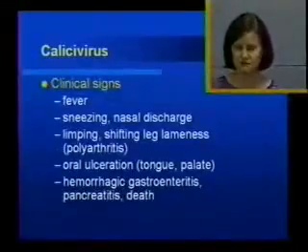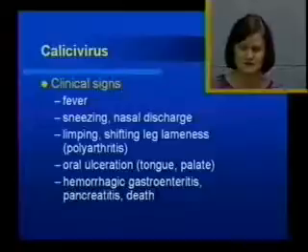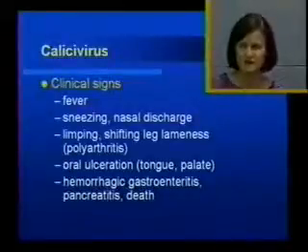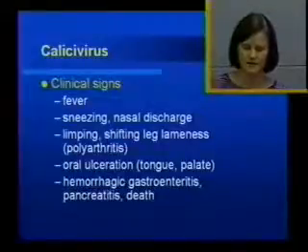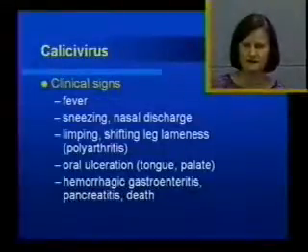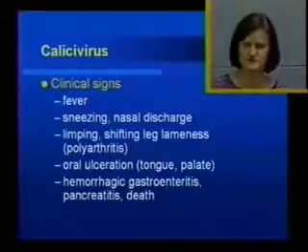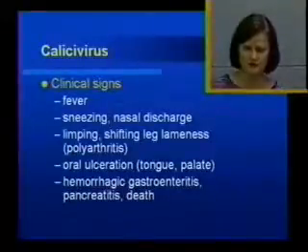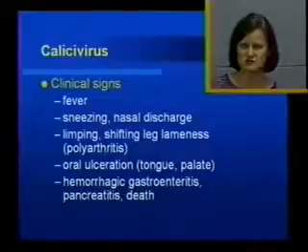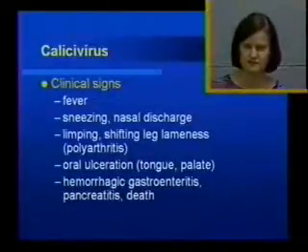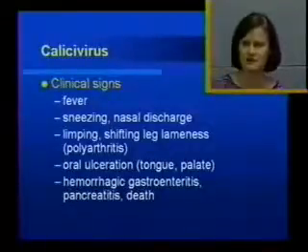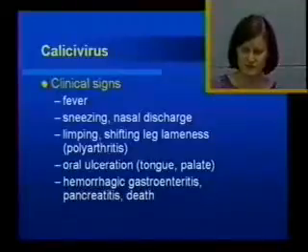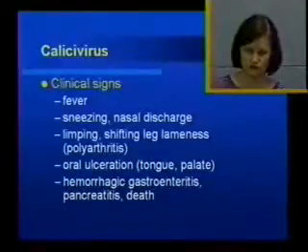Clinical signs are very similar to those of herpes virus. There's a fever, sneezing, nasal discharge. Calicivirus also causes a very unique limping arthritis of kittens. There's a shifting febrile polyarthritis that occurs after either vaccination or natural infection. And this is self-limiting. It's very severe, but it lasts only for a few days, and then cats fully recover. And there's no specific therapy that's required for this arthritis other than perhaps pain control.